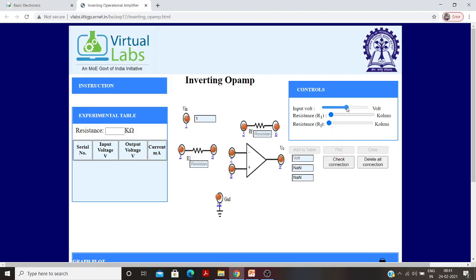Input voltage of 1 volt I will apply. Then R1 and RF I will use of 1k, 2k. RF is 4k, I will add 4k, and I will connect these things. So V in I will connect. These two terminals are connected, this is also connected, this is V out, this is ground.